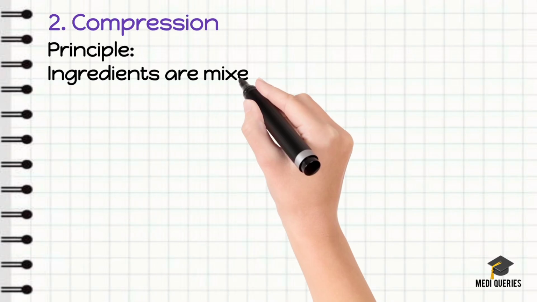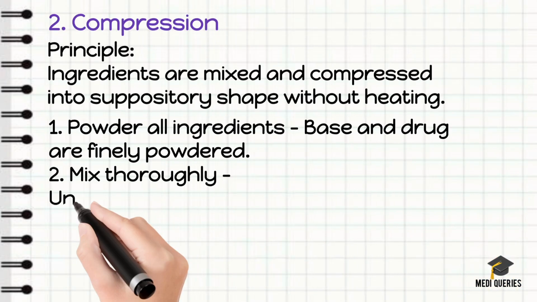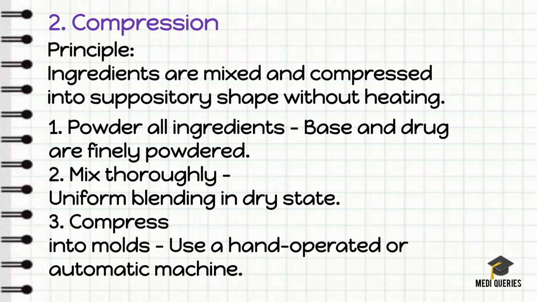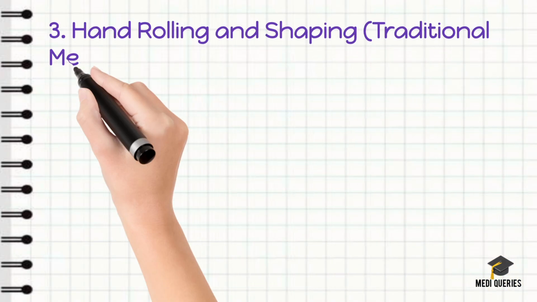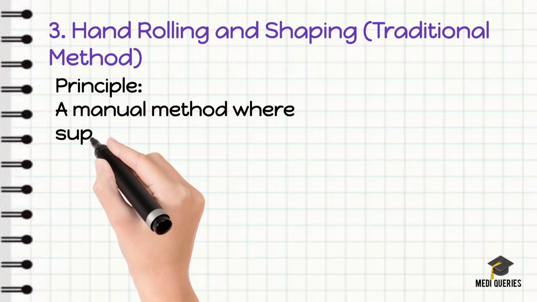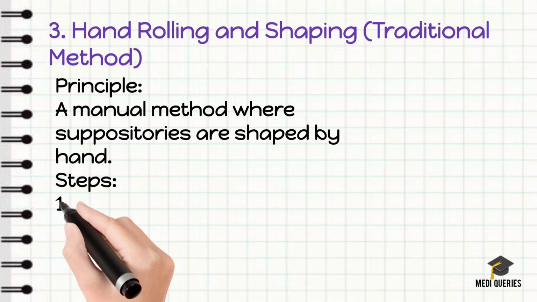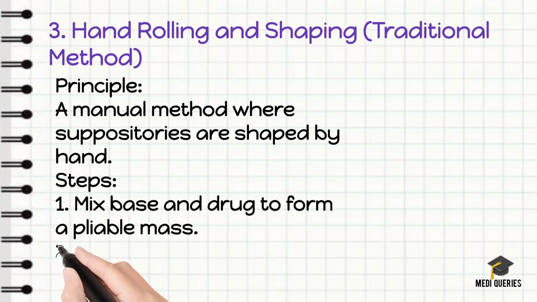So next one is the compression method. It is used when the drug is sensitive to heat. So here powders are compressed into the molds using some sort of pressure. And next one is the hand rolling method. It is a traditional one and is used when precision molds are unavailable. Though it's less commonly used today.